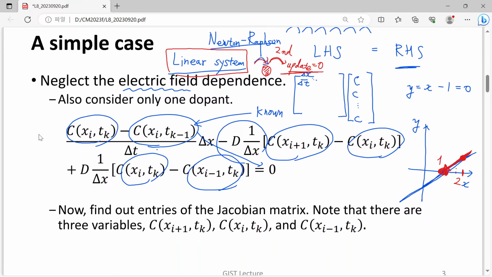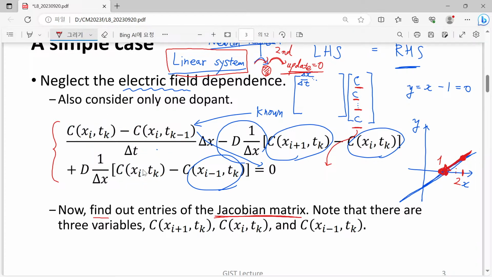Please, today, try to solve this equation using the Newton-Raphson method. Of course, as I told you before, you can just solve it by taking these c entries as a solution vector. You did that, but instead of that, intentionally apply the Newton-Raphson method. Then you must evaluate the Jacobian matrix. How can you calculate the Jacobian matrix?